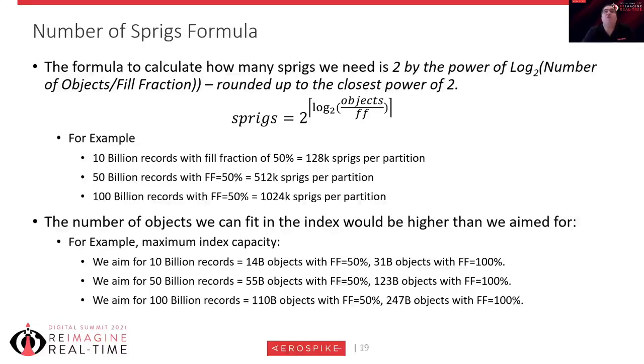The number of objects that we can fit into the index would be higher than the number that we aim for because of the fill fraction. If we aim for 10 billion objects, we can actually do 14 billion objects because of the rounding to the power of 2. 50 billion will actually be 55 billion, 100 will be 110 billion, and so on.